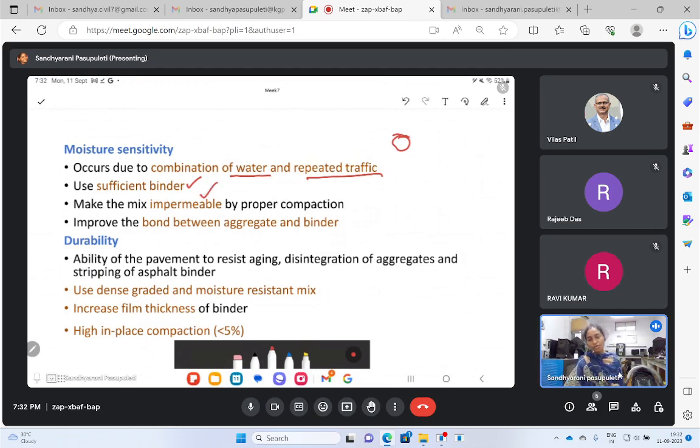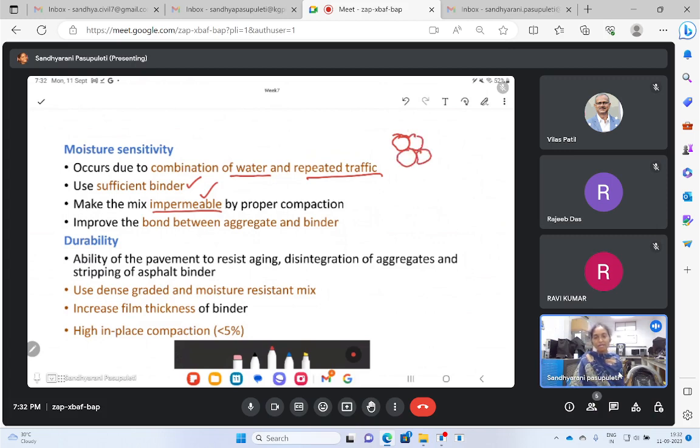And if you have more air voids, what happens? There is a higher chance for the water to enter. So we need to make the mix impermeable. When I say impermeable, it doesn't mean that it should be completely zero in air voids. What happens if there are no air voids present? If it is completely dense.